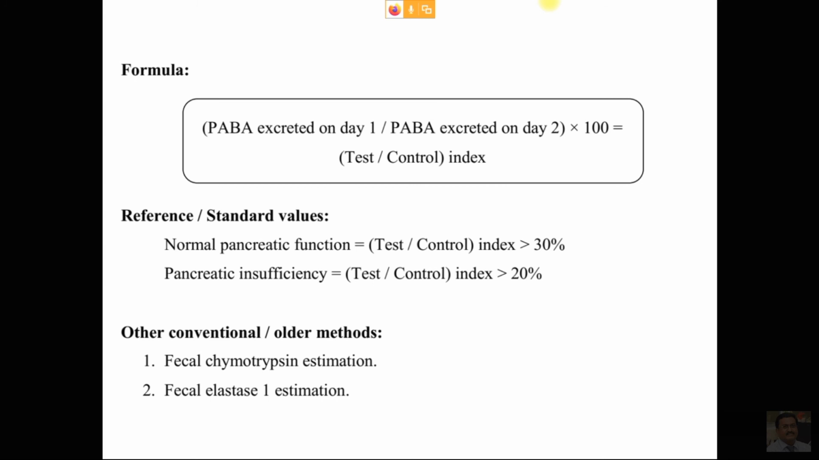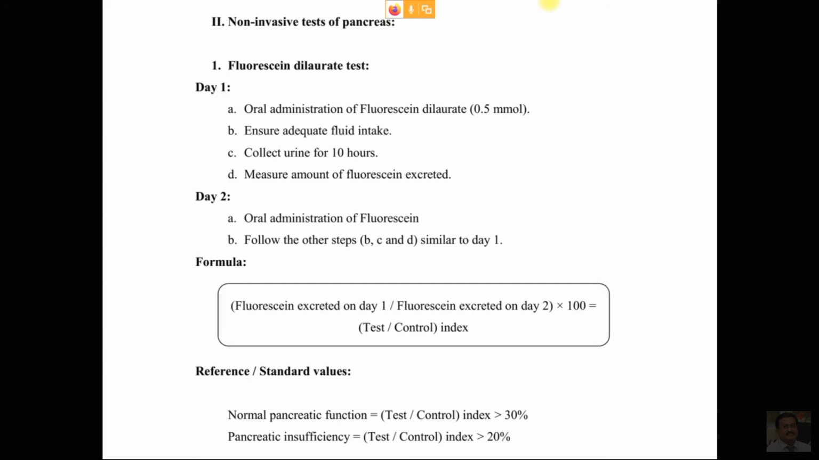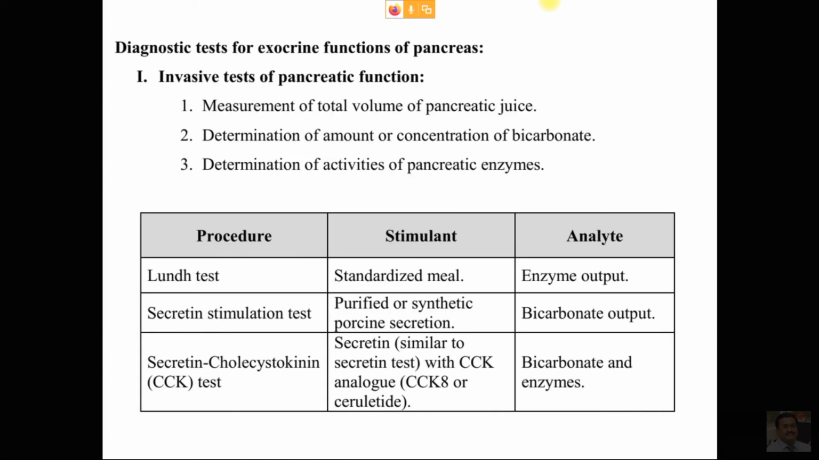Okay, we are not considering this and all. The best one is non-invasive, and in non-invasive we have two tests. Number one is fluorescein dilaurate, number two is PABA. In the invasive we have the measurement of total volume of pancreatic juice, determination of the concentration of bicarbonate, and determination of activities of pancreatic enzymes by using secretin as an inducer. So here secretin is the inducer.